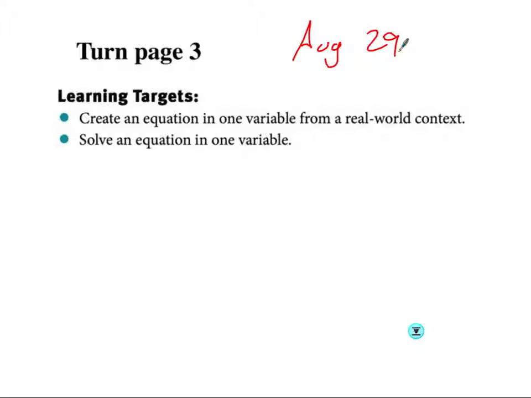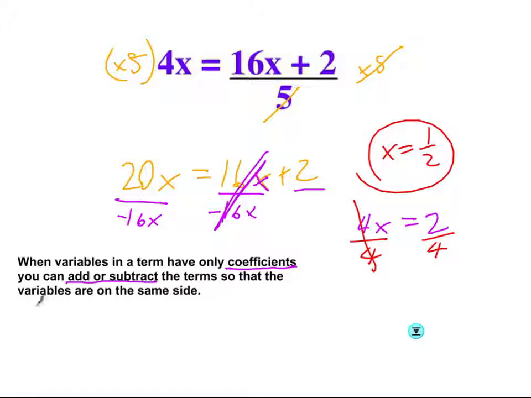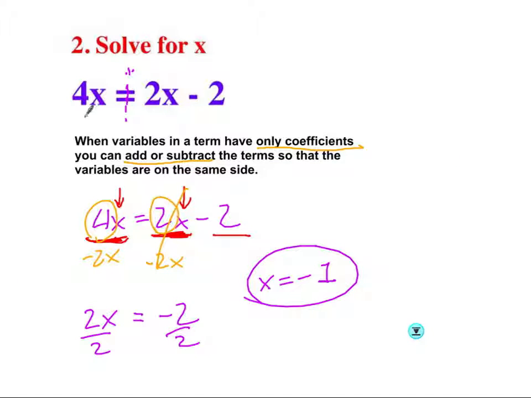We started with page 3, and the learning targets are to create an equation in one variable from a real world context and to solve an equation in one variable. So here is an equation in one variable where we solved for x and we got x equals 1/2, and here is another equation in one variable where our only variable is x.